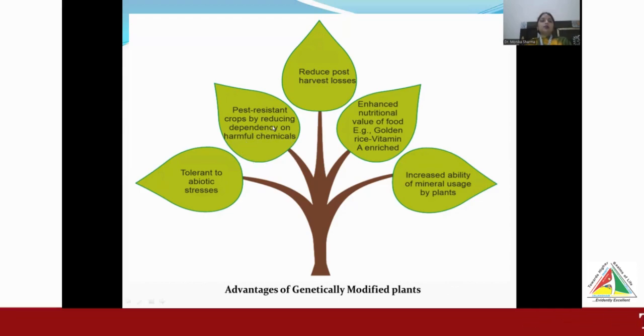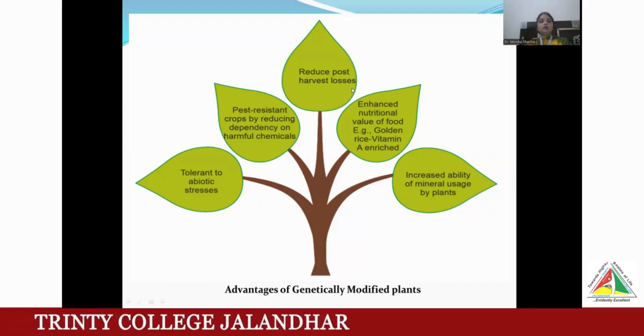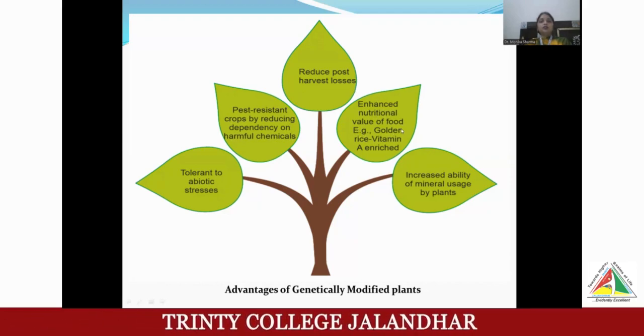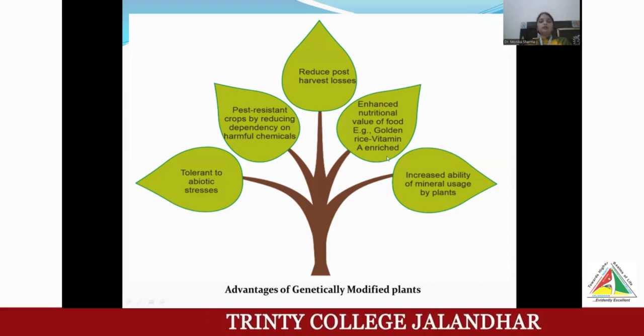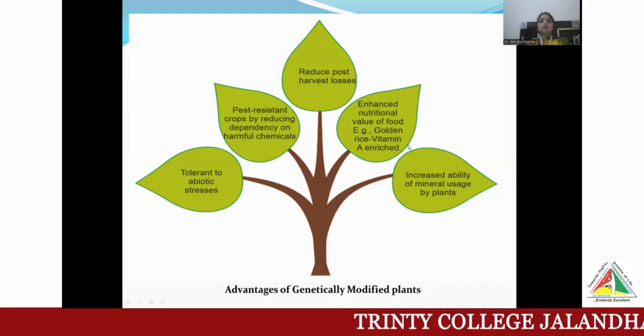By producing these pest resistant crops, we can reduce our dependency on harmful chemicals. And the third one is reduced post-harvest losses and enhanced nutritional value of the food, like the production of golden rice, which is rich in vitamin A, and increasing the ability of mineral uptake by the plants.